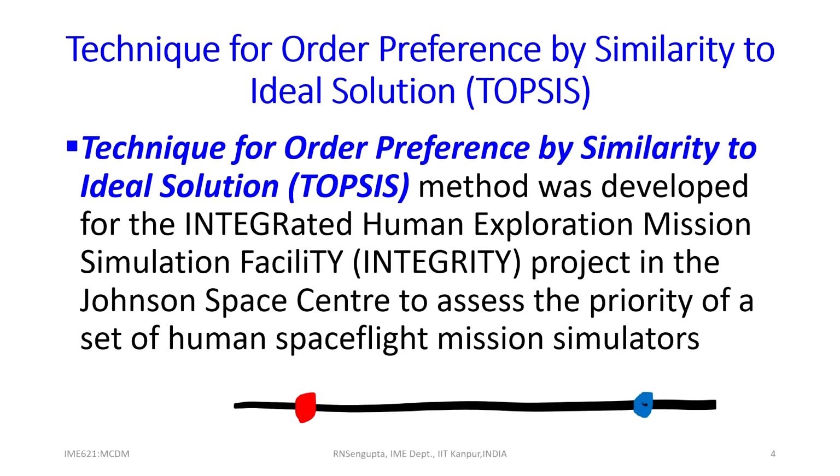The Technique for Order Preference by Similarity to Ideal Solution was developed for the integrated human exploration mission simulation for the Johnson Space Center, to assess the priority of a set of human space flight mission simulators and study them. We will consider very simple examples, not from the point of view of human space flight mission simulators, but simple examples like buying a house, buying a car and all these things.